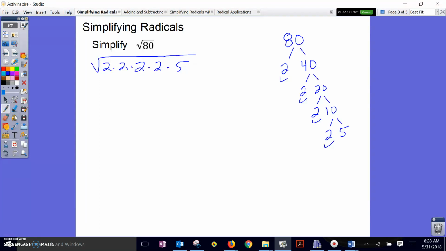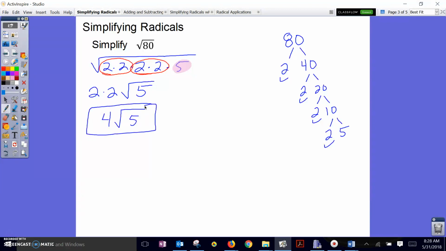And now again, we're going to identify pairs. We've got a pair of 2's, a pair of 2's. For each one of those pairs, we're going to bring 1 2 outside of the radical. So there's a 2 for the first pair, a 2 for the second pair, and we're left with this lonely 5 inside here. And now we multiply everything that's outside, and we multiply everything that's inside. And there's our reduced radical form for the square root of 80.